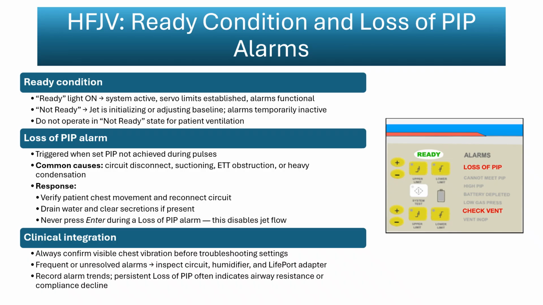Frequent or unresolved loss of PIP alarms signal either a mechanical problem or worsening airway resistance. Persistent alarms despite circuit inspection warrant evaluation for obstruction or air leak. Recognizing and responding appropriately to these alerts ensures continuous ventilation and prevents inadvertent interruption of life support.